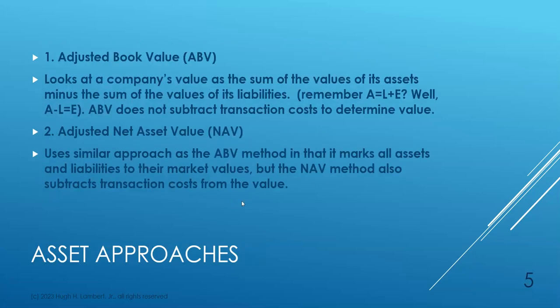Another set of approaches are called asset approaches. And this will take us back to Accounting 101, where you learned the accounting equation. So let's talk about what these methods do and then how the accounting equation gets used. If you think about a company's balance sheet, it's a listing of its assets, liabilities, and equity. And we have our good old accounting equation, assets equals liabilities plus equity.